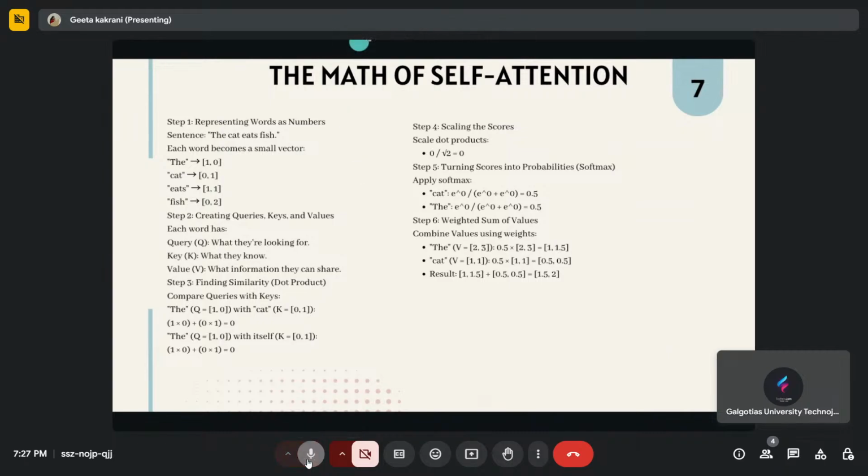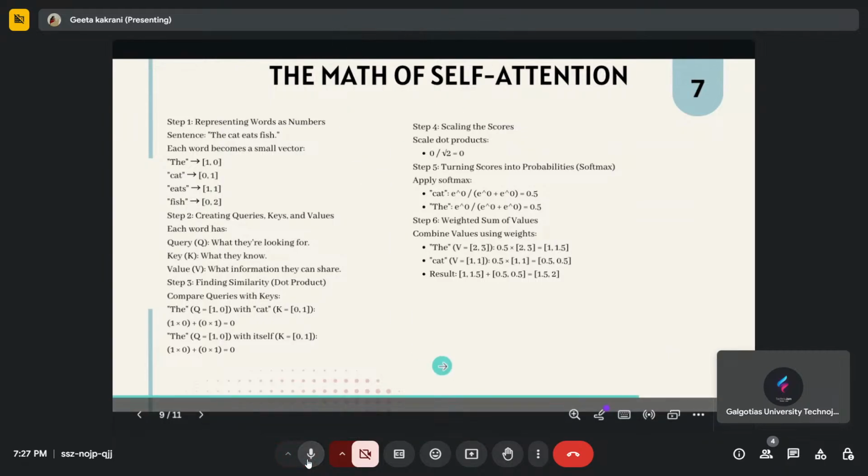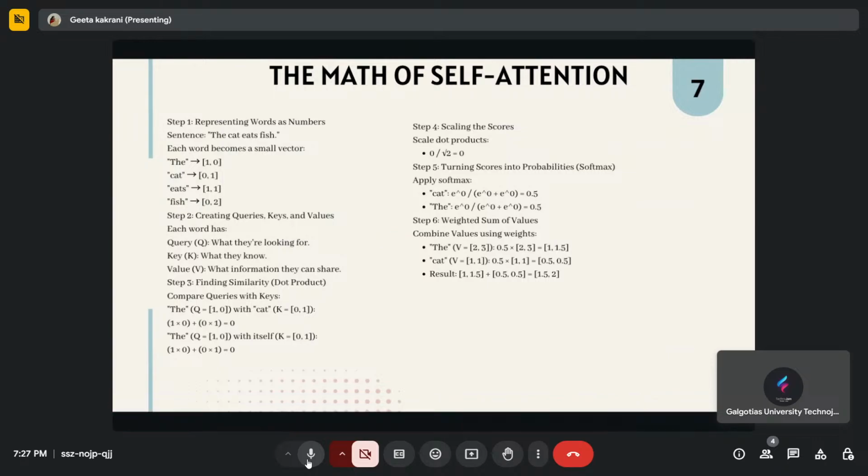Okay, I don't think there is any question regarding this. So this is a very simple math on the self attention.